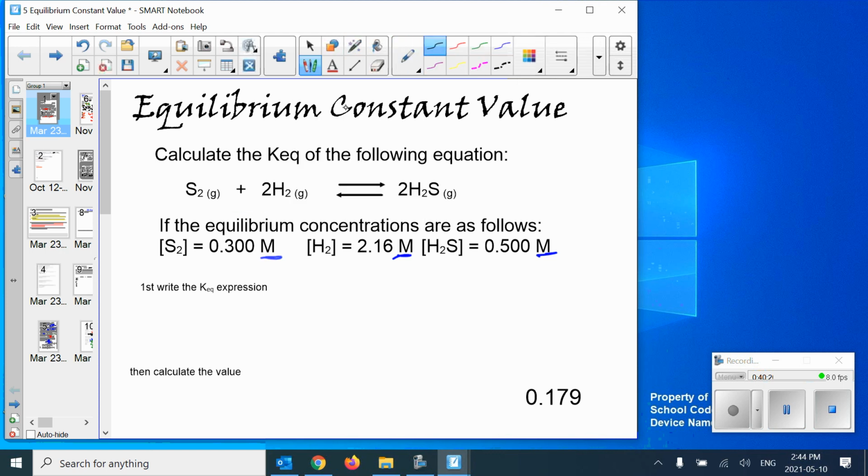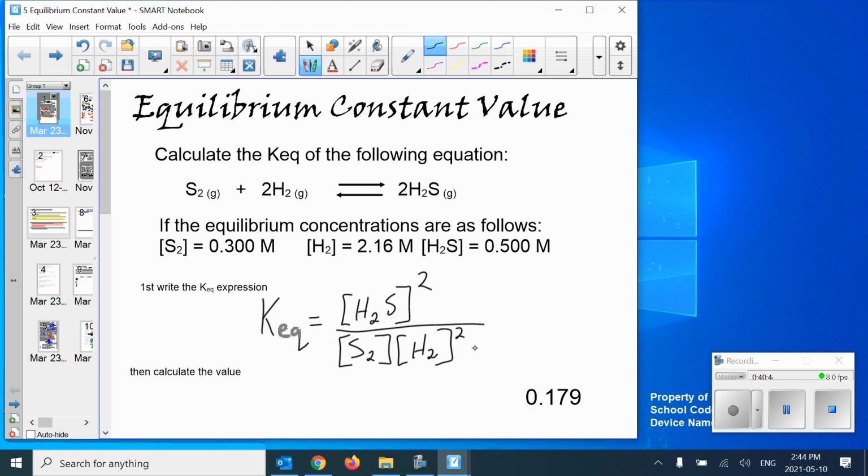So if you're asked for this, the first thing you do is write out the K expression. KEQ equals products over reactants. We just read. Should be hot on this. H2S in the square bracket, and there's a square because of the balance. S2 is a gas, so it's included. H2 squared as well.